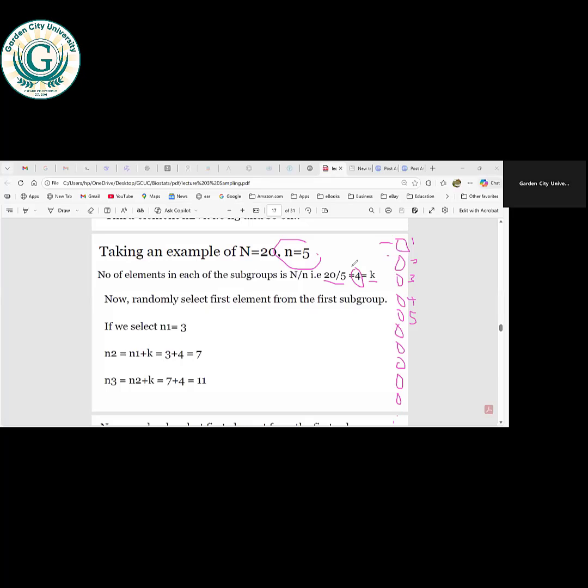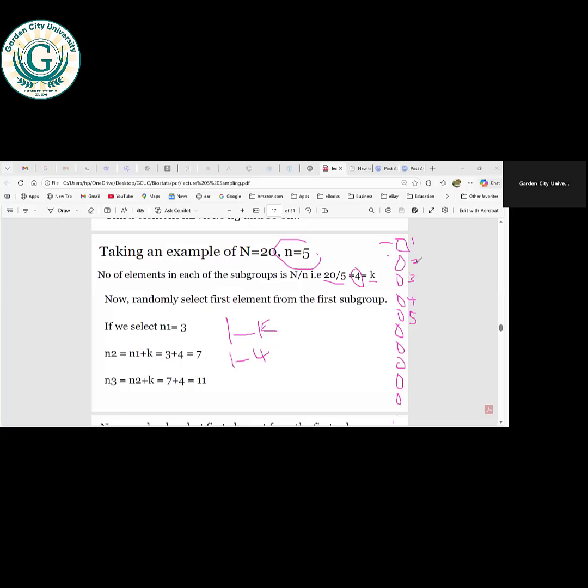Every 4th house or every 4th person, that is what I'm going to select. So your starting point, you can always start from 1 up to K. That can be your starting point. So that implies that we can start from 1 up to what? 4. That means that you can start from 1 up to 4.